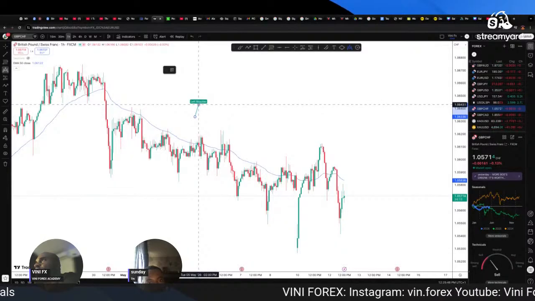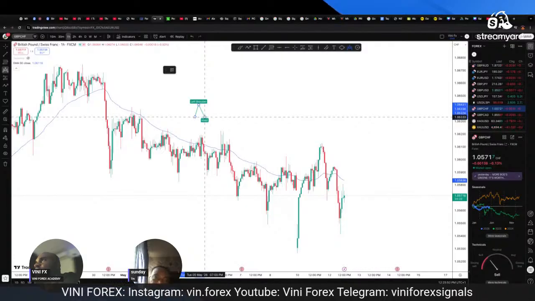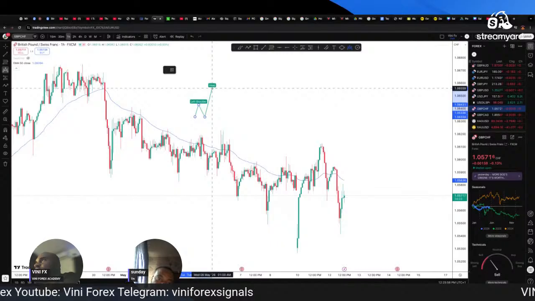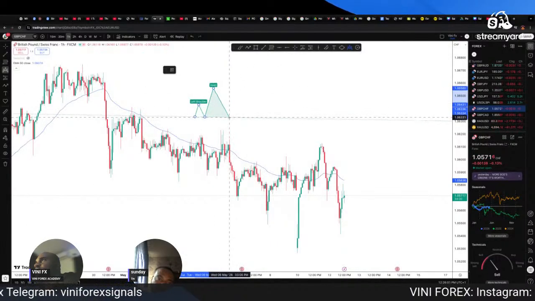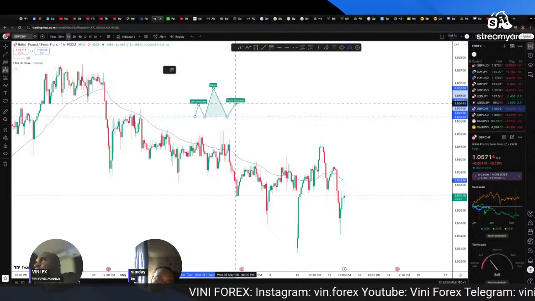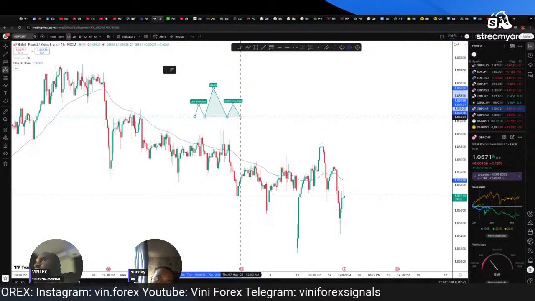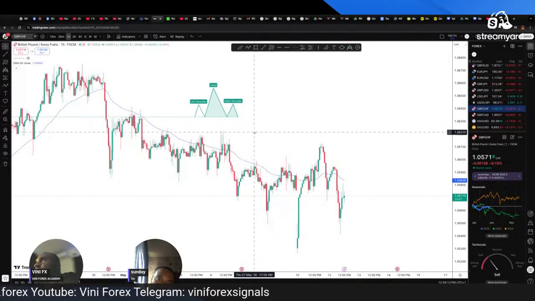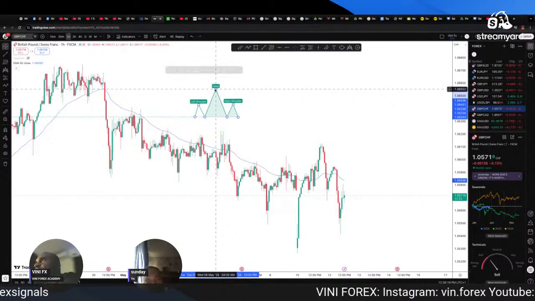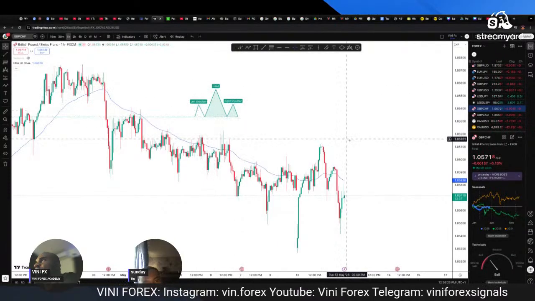This is the left shoulder, and then this is the head. Let me draw it out for you. This is the head, and then this is the neckline. This is the right shoulder, and this is it. Bam. This is the head and shoulder pattern. This is the left shoulder, this is the right shoulder, and this is the head.